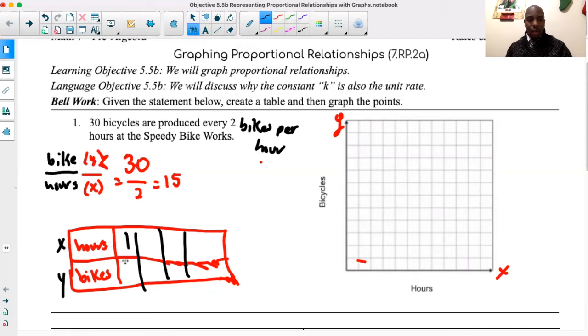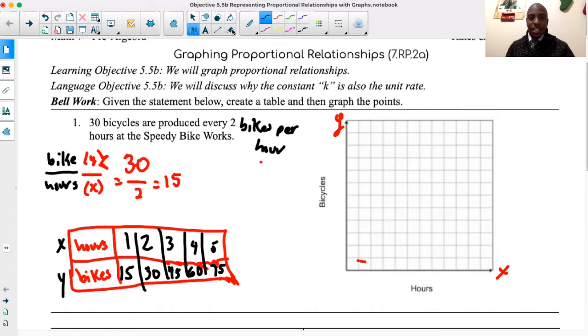So at 1 hour, we know that's 15 bikes because we did 30 bikes divided by 2 hours. We know it's 15 bikes per hour. That's what this means, 15 bikes per hour. So at 2 hours, we know that's 30. That's what it told us. 3, 45, 4, 60, 5, 75. Okay, this is our movement that's happening here.